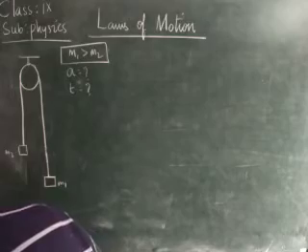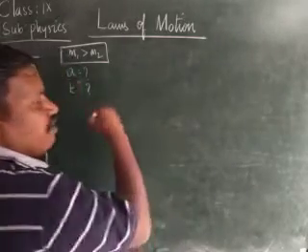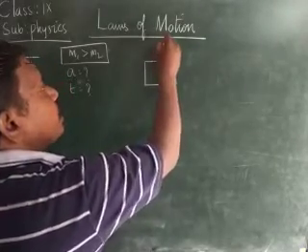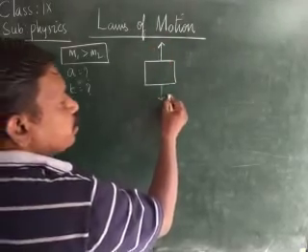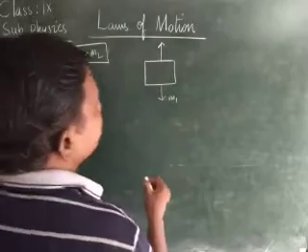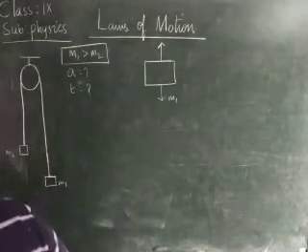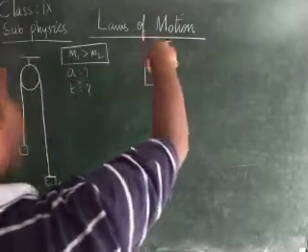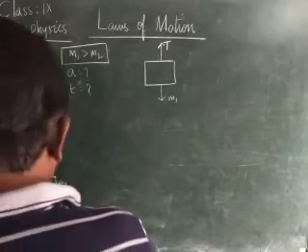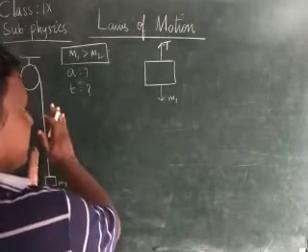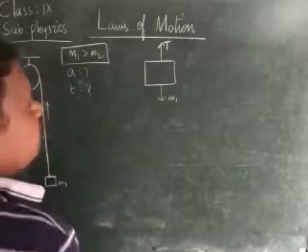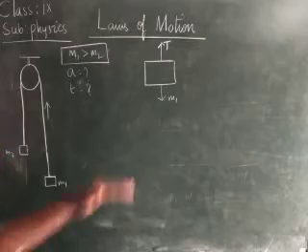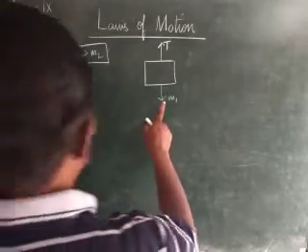Okay children, therefore when we have a case like this, normally we can draw a ray diagram. One is a weight applied in the downward direction, that is m1. Tension is applied in the upward direction. Here m1 is greater than m2. When it is moving downwards, the tension is applied in the opposite direction, normally in the upward direction, whereas the weight of m1 is applied in the downward direction.